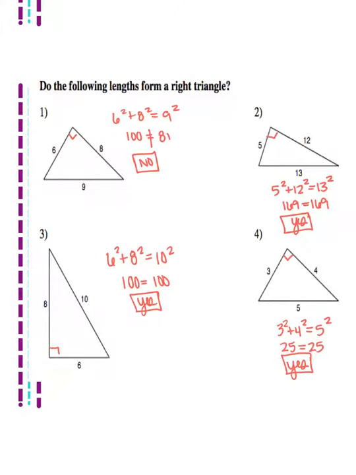Welcome back. So hopefully you can check through your results and see that there was actually only one triangle that is not a right triangle, and that would be the first one. Whenever you put the side lengths into the Pythagorean theorem, you get a statement that's not true because 100 does not equal 81. But whenever you do the other ones, you see that in the second one, 169 equals 169, so you're good. In the third, 100 is 100, and in the fourth, 25 is 25. So all of those are right triangles.